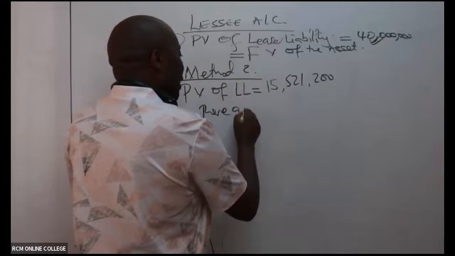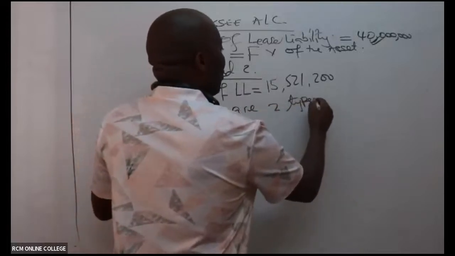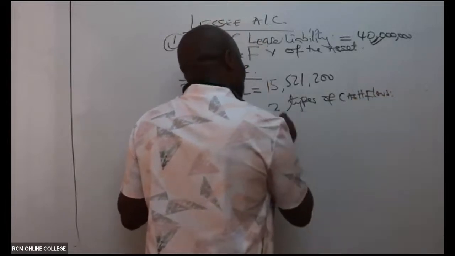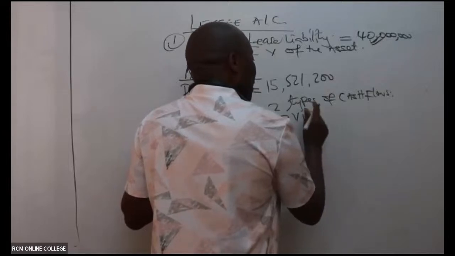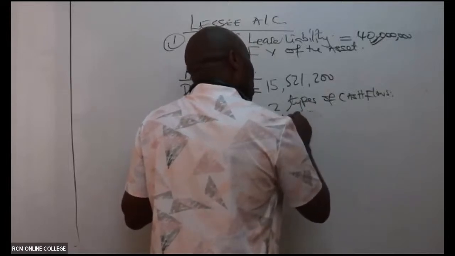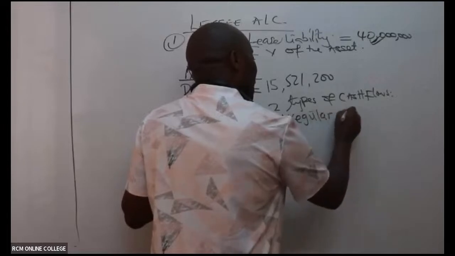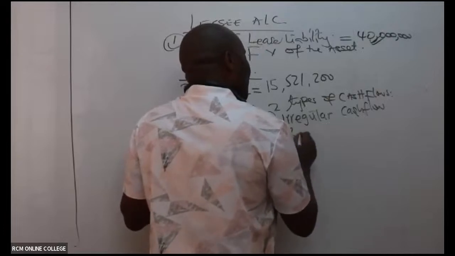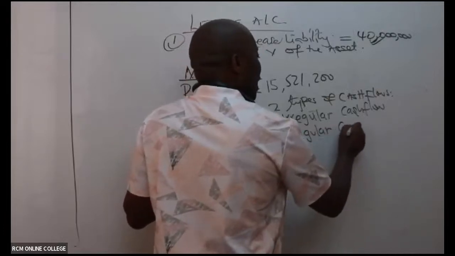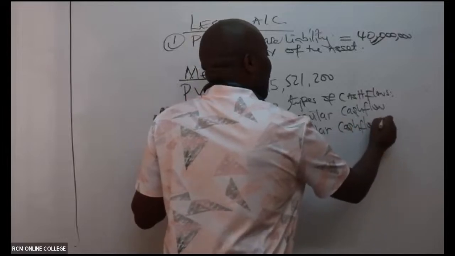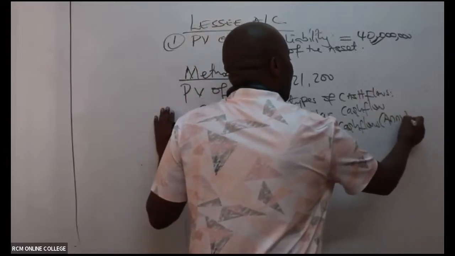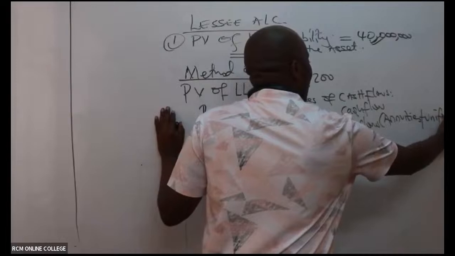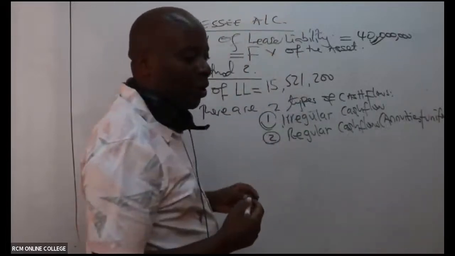Remember, there are two types of cash flows. Number one, we have what we call irregular cash flows. And then number two, we have the regular cash flows. These regular cash flows are the ones we call annuities, or uniform.